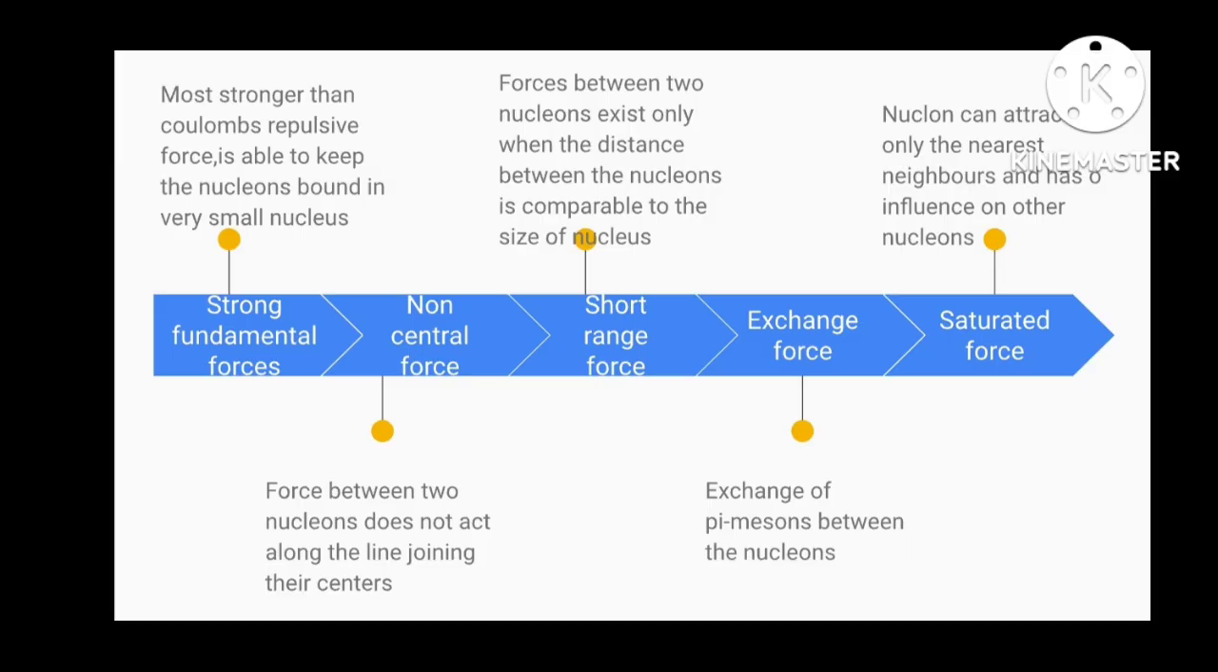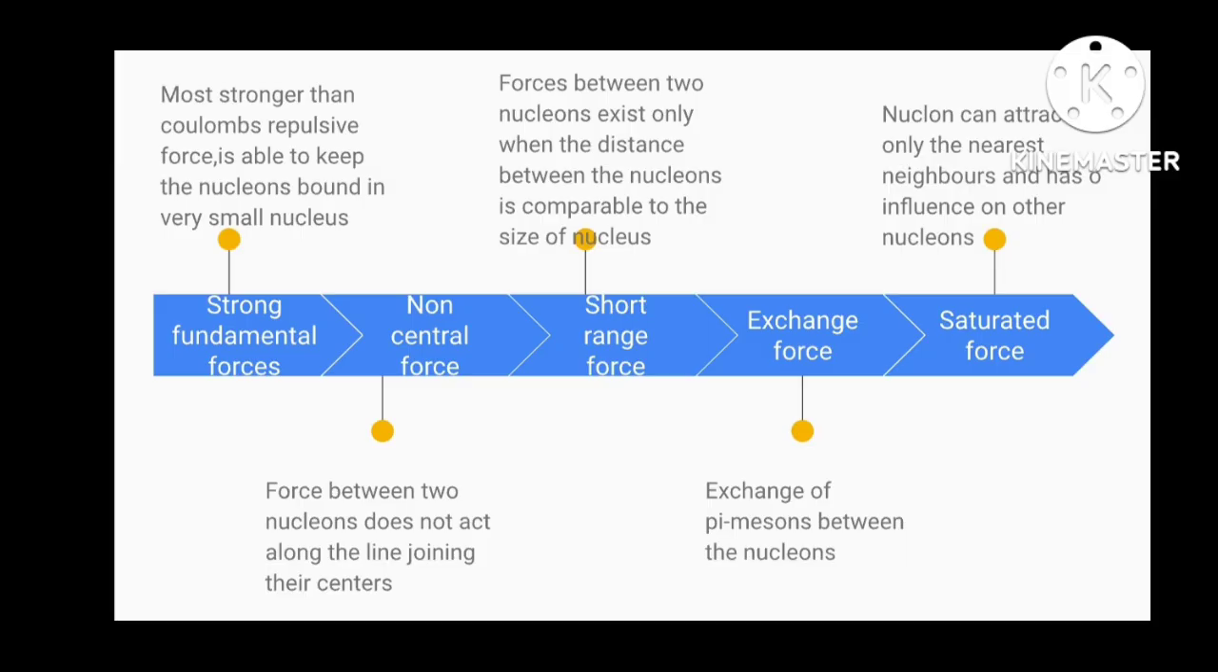The second property is that they are non-central forces, which means that the force between two nucleons does not act along the line joining their centers. Next, these forces are short range forces, that is, these forces only exist inside the nucleus. Next, these forces are also known as exchange forces because nuclear forces are due to the exchange of the pi meson between the nucleons. So they are known as exchange forces.